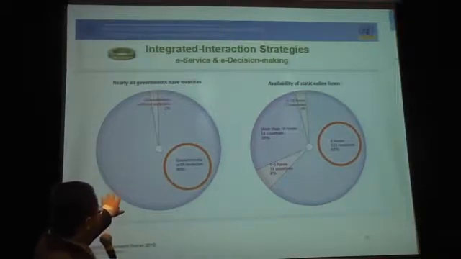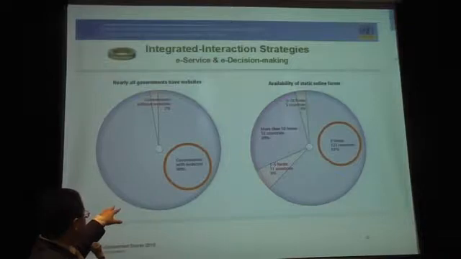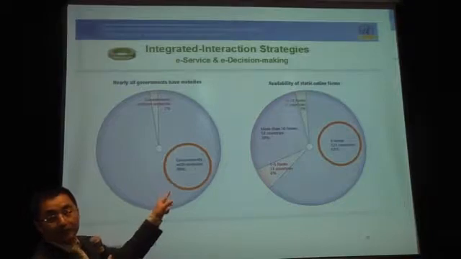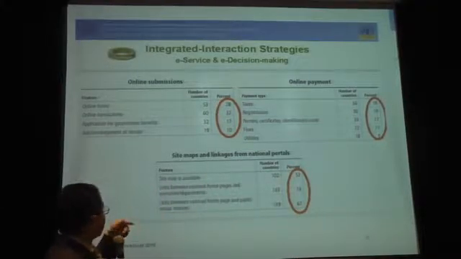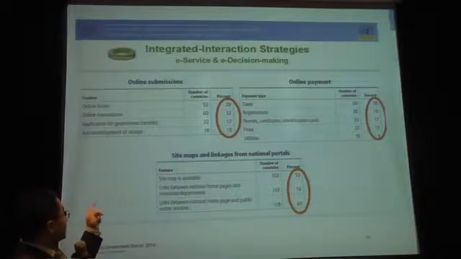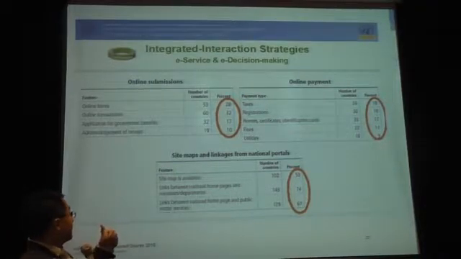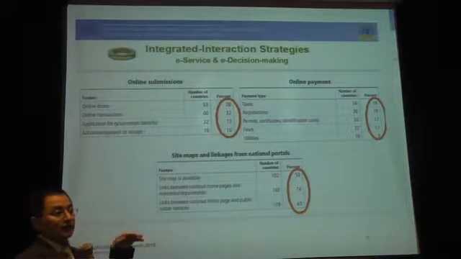From here, the left picture already showed that most countries have some websites. The right picture is about the availability of static online forms, meaning how many countries have forms on their websites. This kind of form provides at least some form of interaction between the users and the government. And again, there are online submissions, online payment, and features of site maps, as well as whether the government websites are integrated.